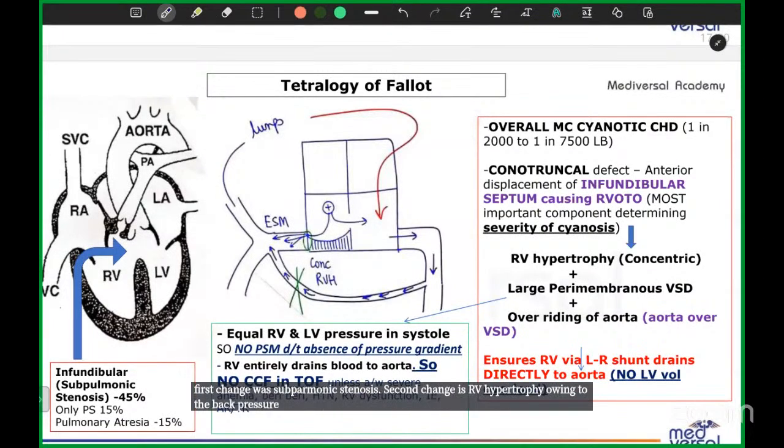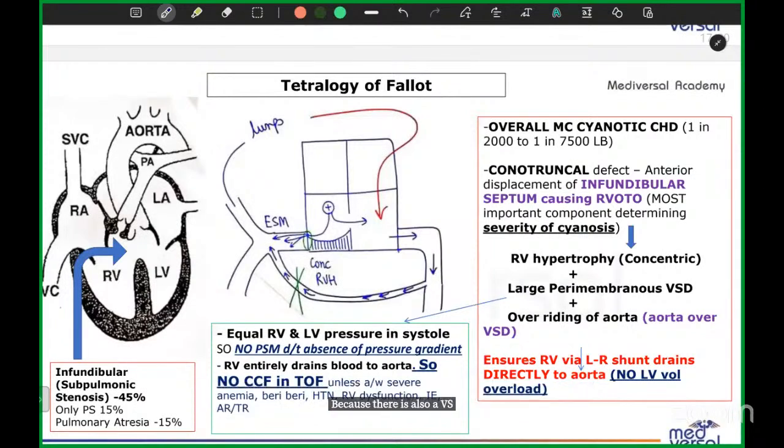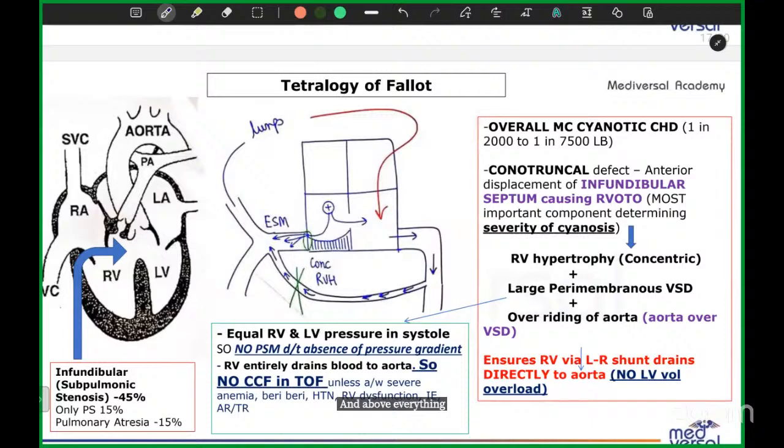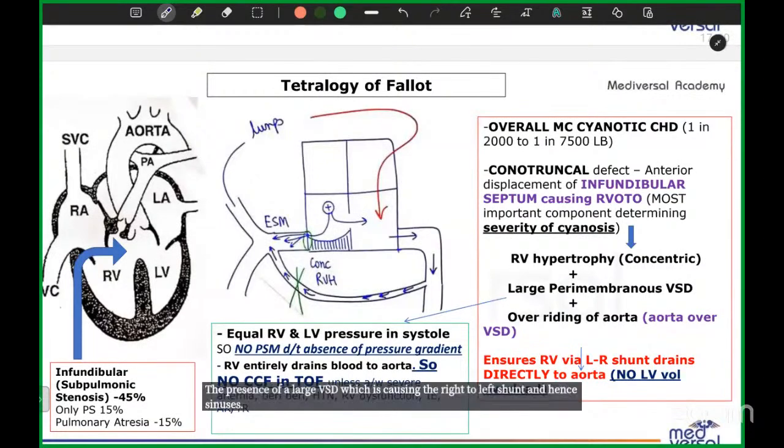Once the right ventricle has thickened, now because there is also a VSD, the shunt will move from the right to the left side, causing cyanosis. And above everything, there is an aorta which is sitting just above the VSD. So four things, let's quickly sum up. One, subpulmonic stenosis leading to right ventricular hypertrophy. The presence of a large VSD which is causing the right to left shunt and hence cyanosis. And number four, an overriding aorta.